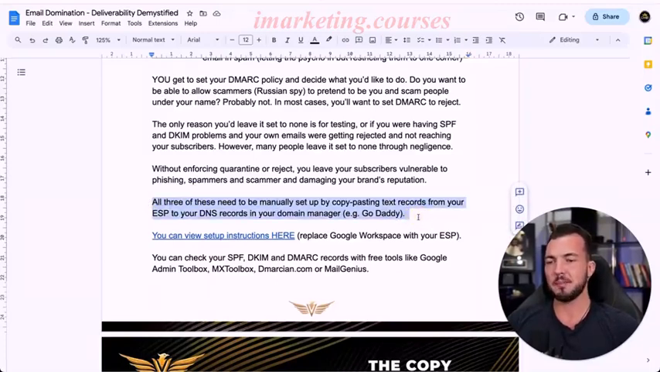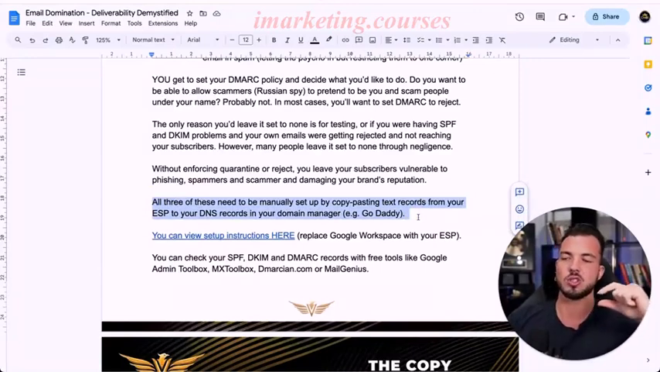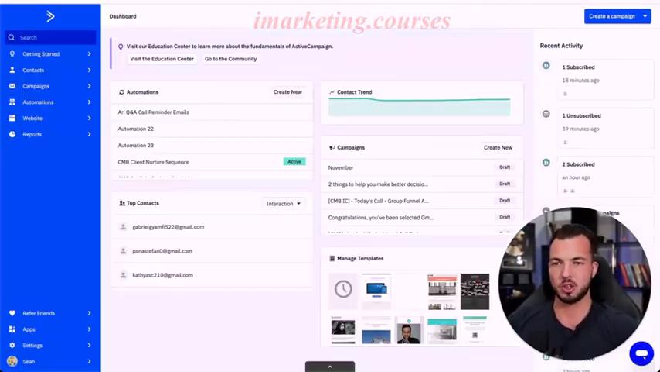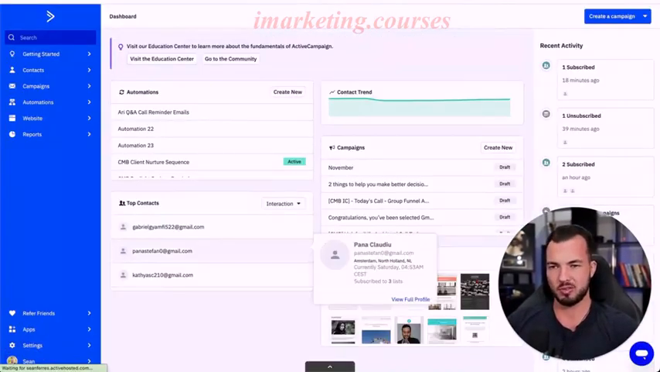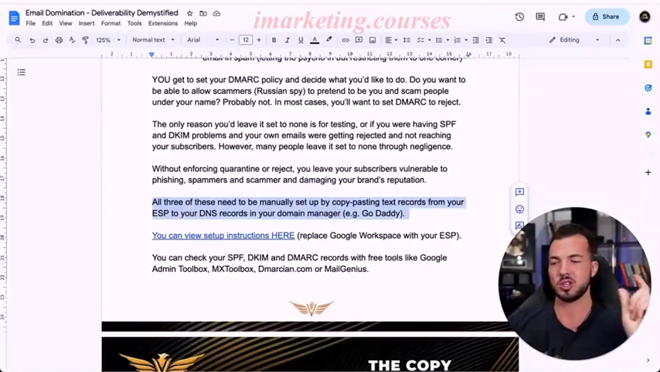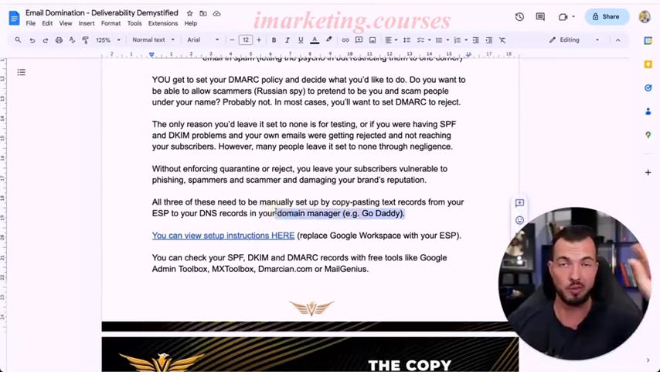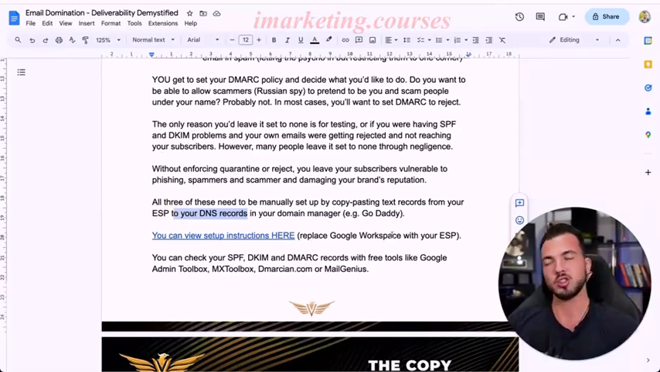These need to be set up manually by copy pasting text records from your ESP. So I'd have to go into ActiveCampaign, into the settings, and find the particular line of code or text. I'd copy it from ActiveCampaign and then go into GoDaddy or Google Domains or Squarespace or wherever my domain is hosted, wherever I bought my domain seanferris.com from. There's something called DNS records. I actually host my domain in HostGator, so my DNS records are in HostGator instead.